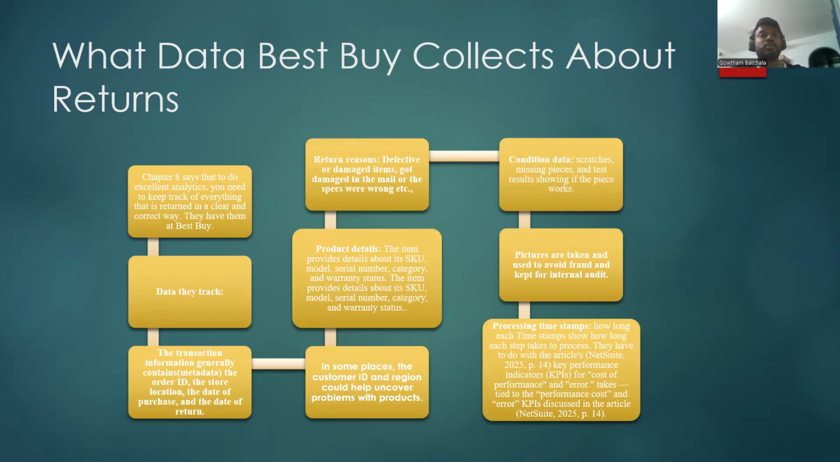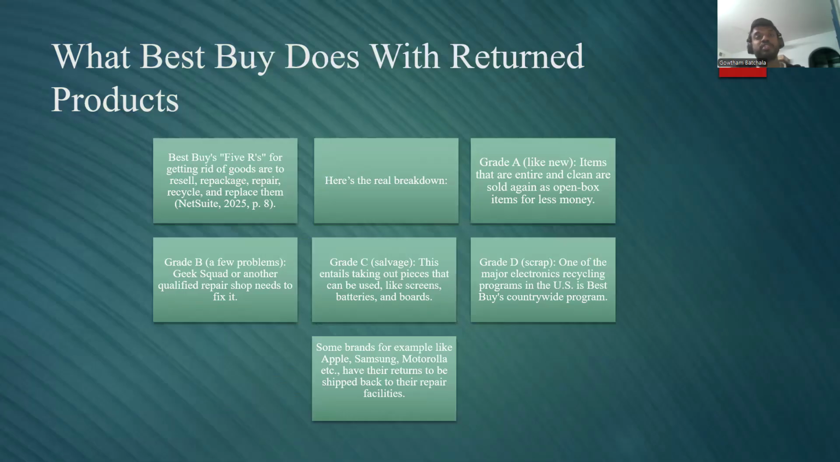And going on to the next slide, what Best Buy does with the returned products. After collecting all the data and sorting the items, Best Buy classifies the items based on a grading system. For example, grade A items are basically like new, with no damage and all accessories included. These are resold as open box items at a discounted price.